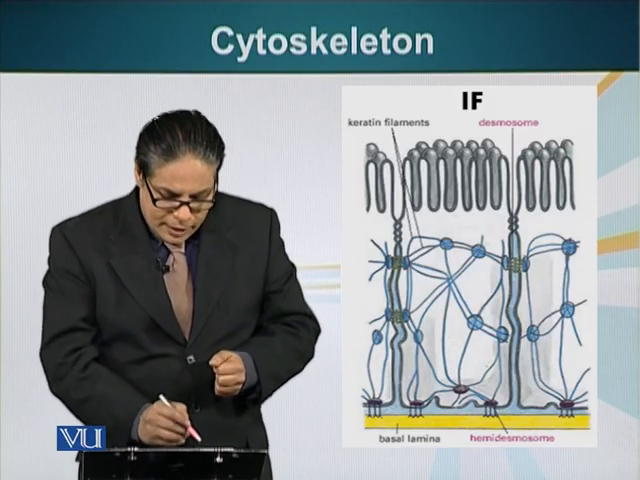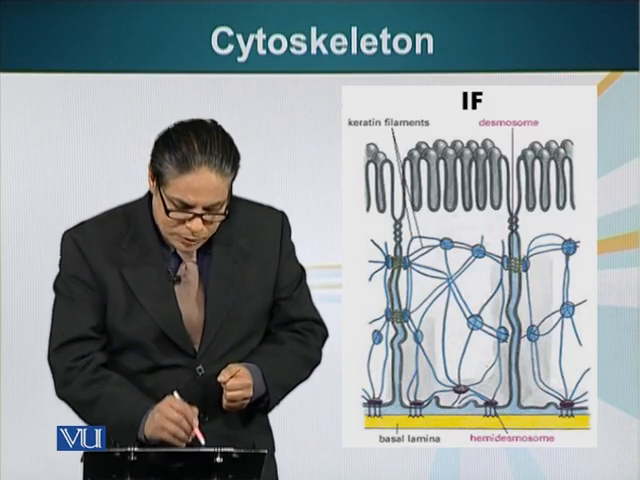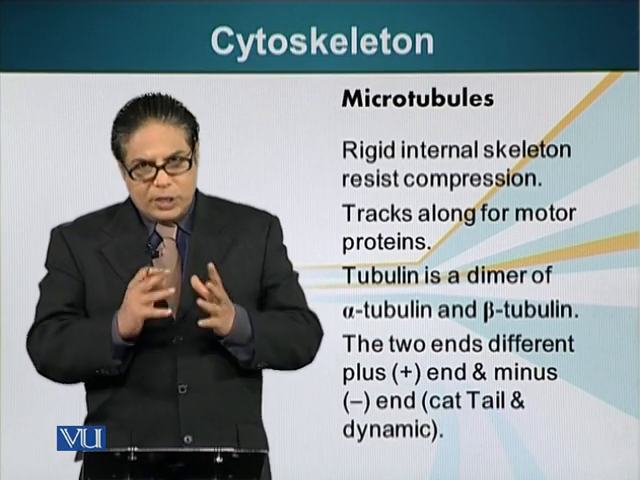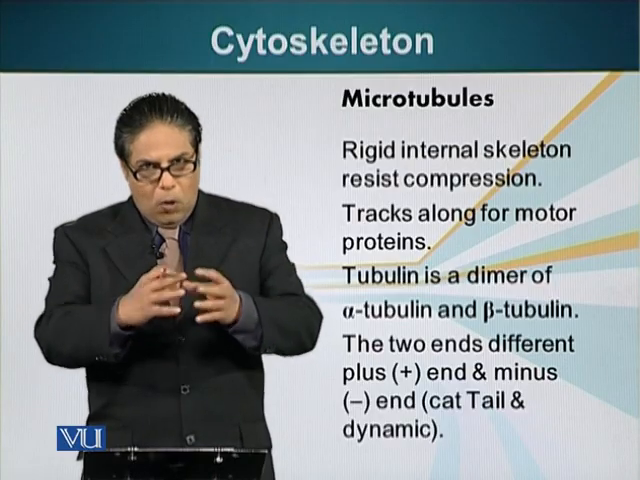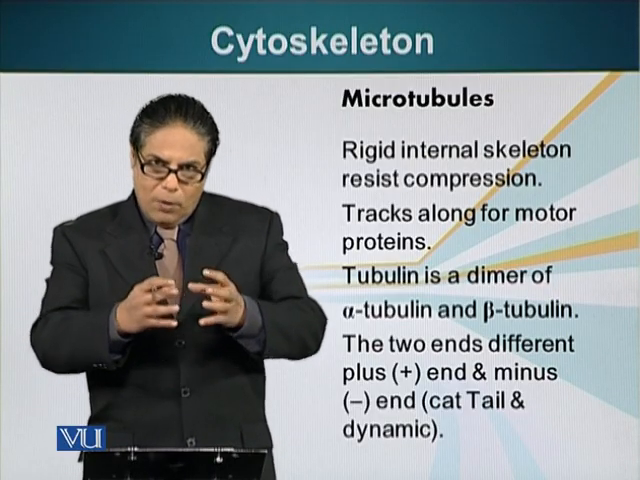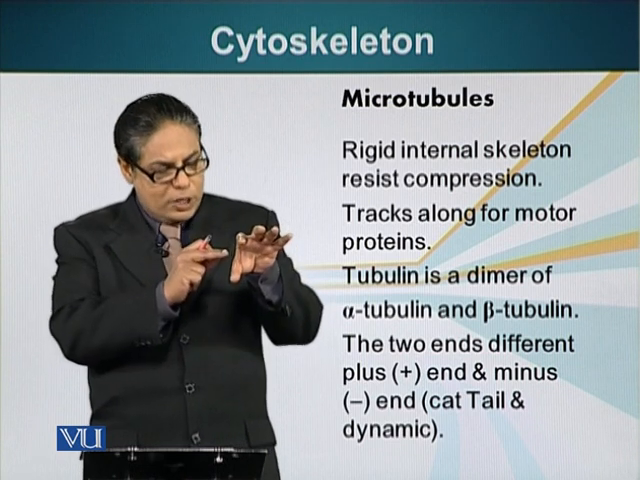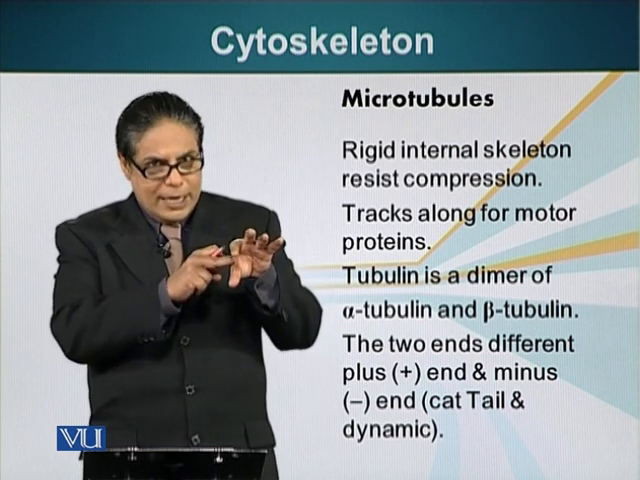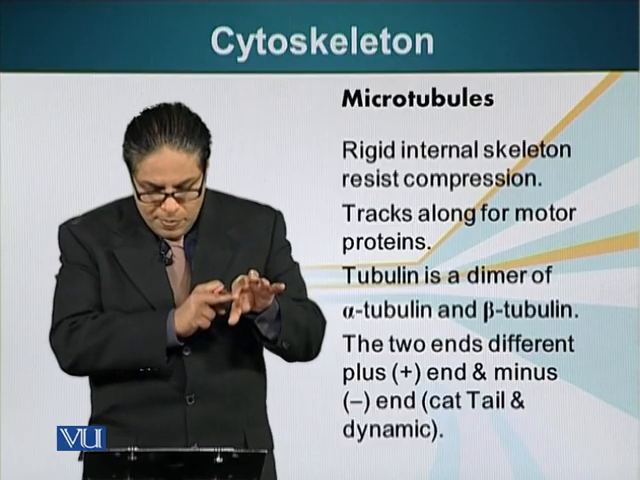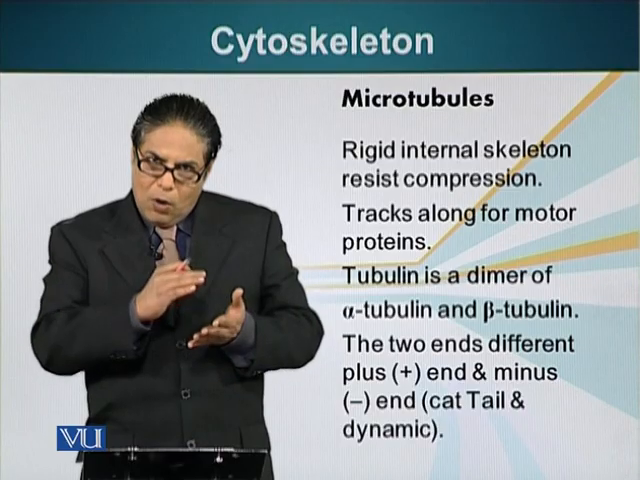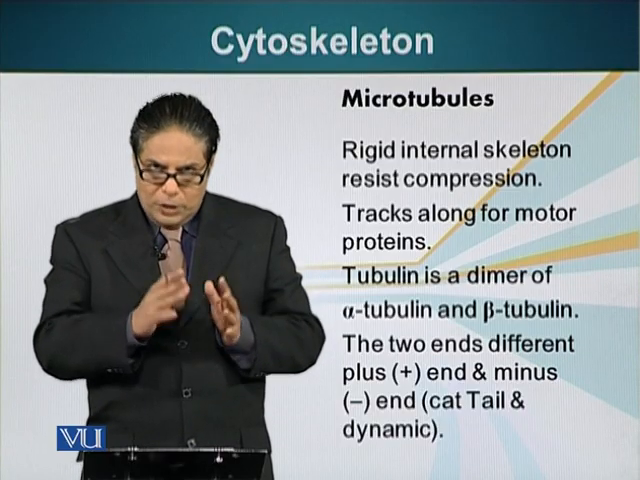Now let's look at the other type of cytoskeletal element, the microtubules. Microtubules are rigid structures. We saw in the animation they're hollow. They are like hollow pipes and they resist compression forces. What is compression force? If I press on my skin, this is a compression force. These microtubules also serve as tracks along which motor proteins can move. We'll talk about that later.